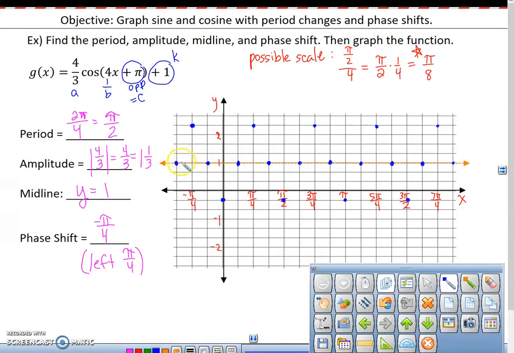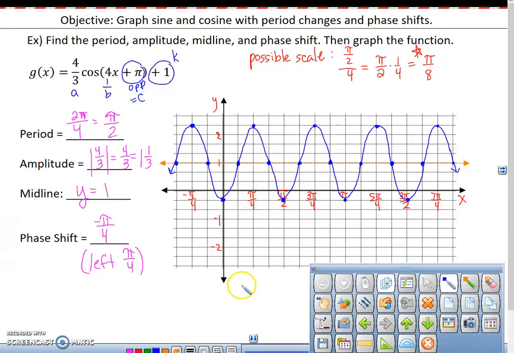Drawing in the curve. I'm starting at a midline point, so it's heading down to its next relative minimum. And so on. And the ending of a midline point takes it down towards the next relative minimum to the right. And that finishes this one.